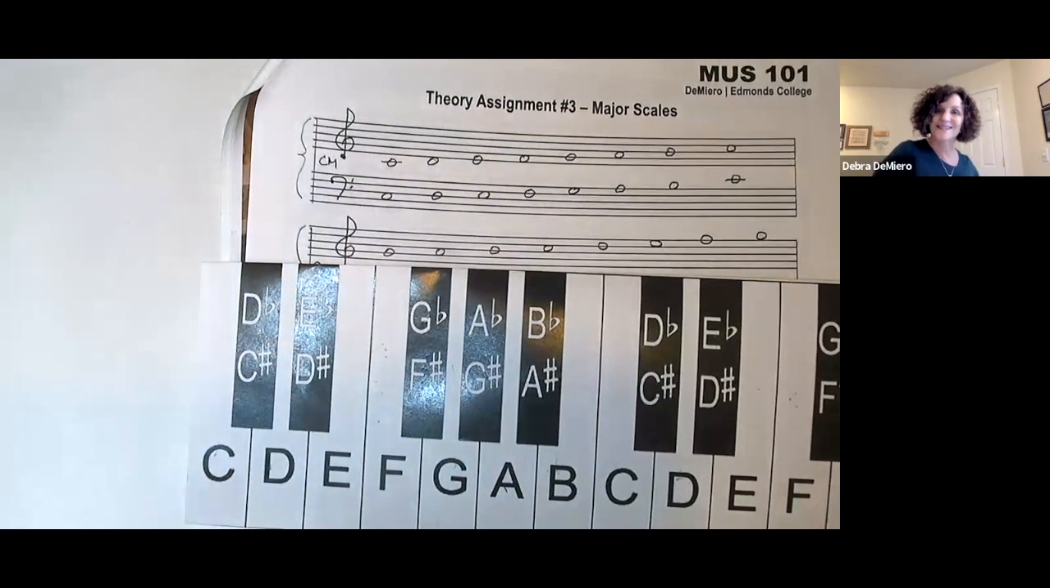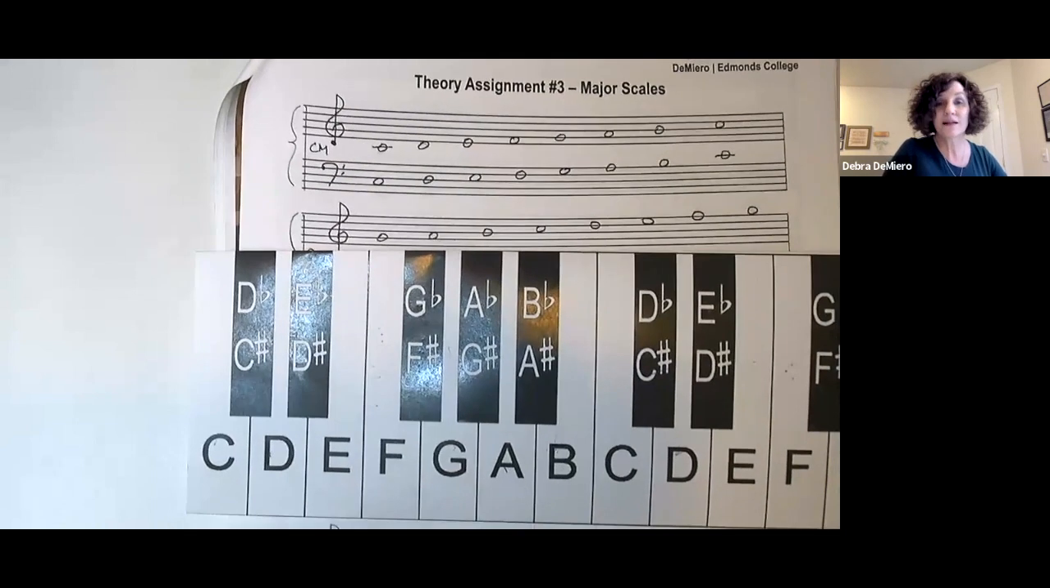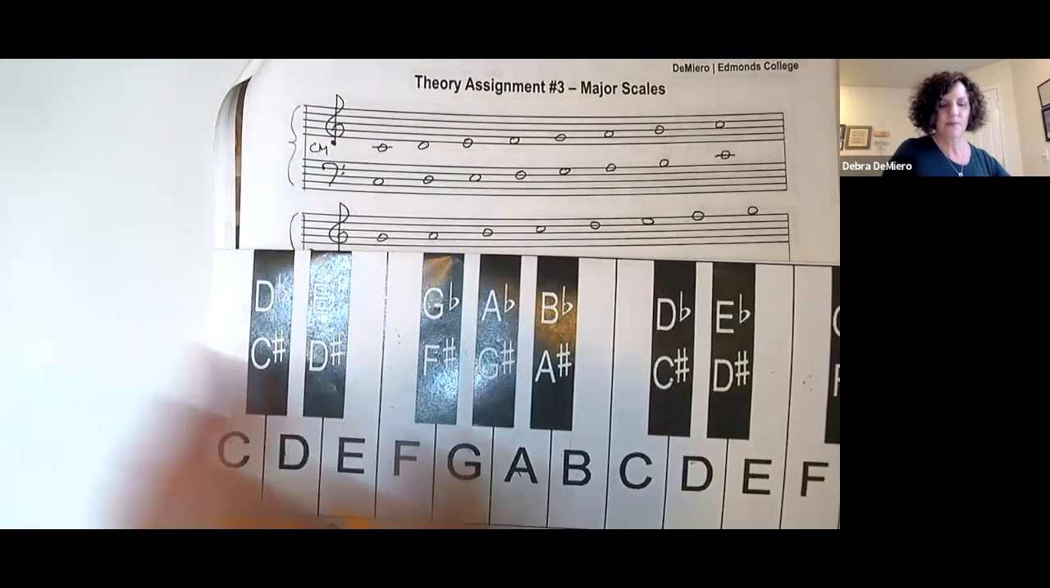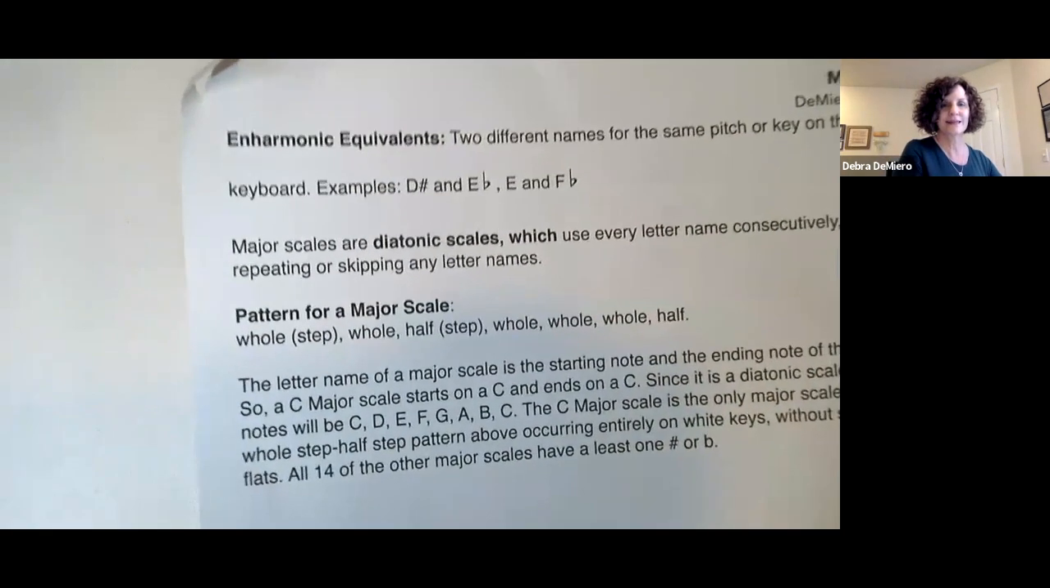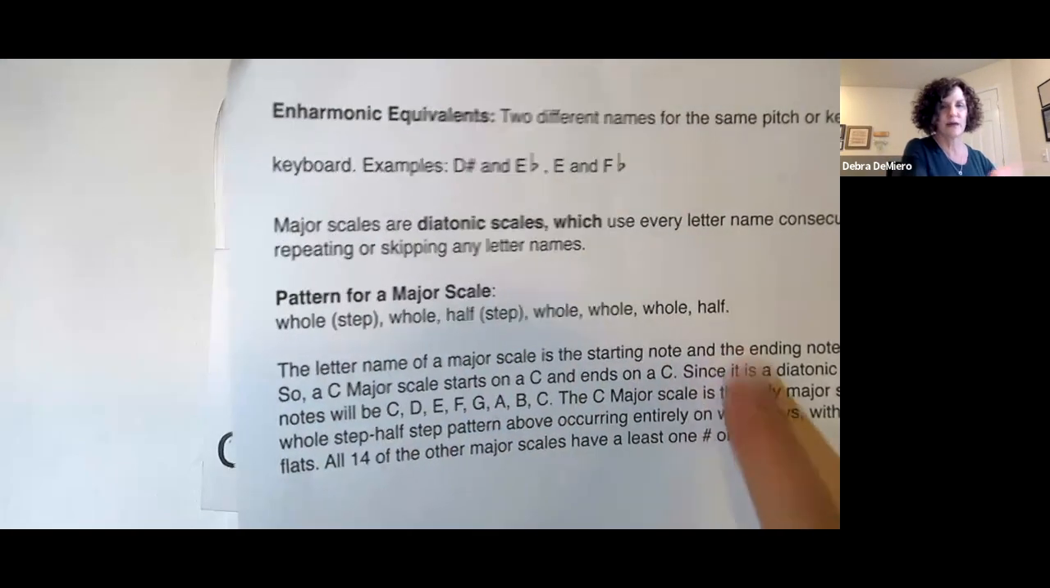All right, let's start writing our major scales. We're going to look at the C major scale, and actually the C major scale is the only major scale that has the correct pattern of half steps and whole steps without having to add any sharps or flats, okay? So remember, whole step, half step, whole step, whole step, whole step, half step is our pattern for the major scale right here. There's your pattern.